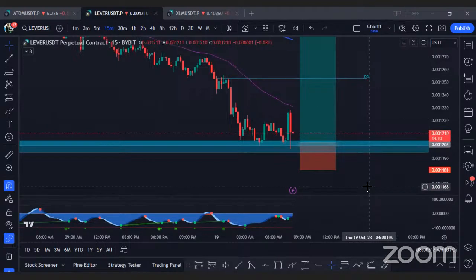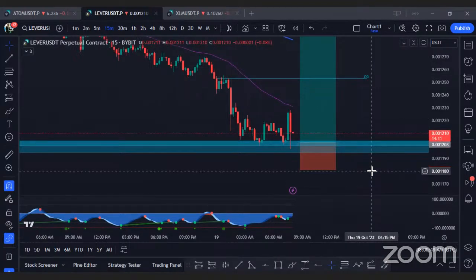Okay, set limit order at 0.001203. Okay, 0.0012. Which one will work now? What if it doesn't get down there? Let me just set the limit order. If it doesn't get down there, forget it. There's no need. 0.001203. Yeah, 03.